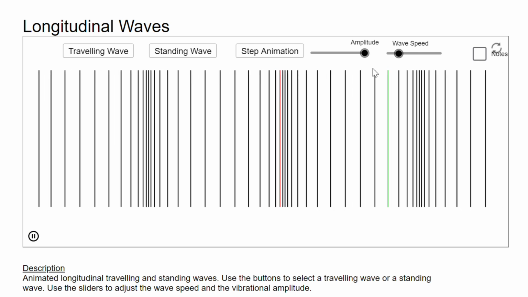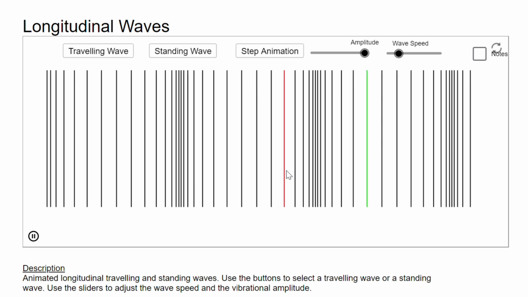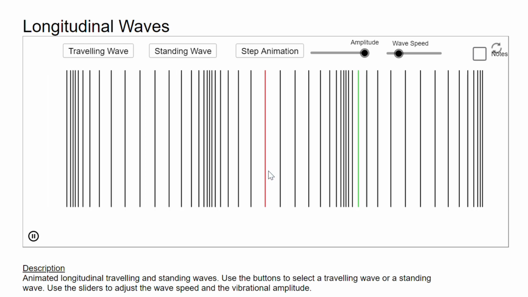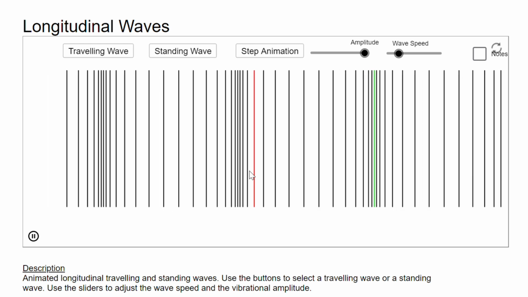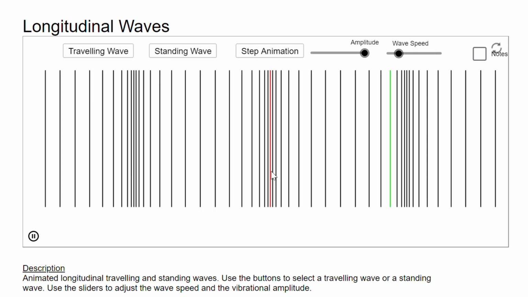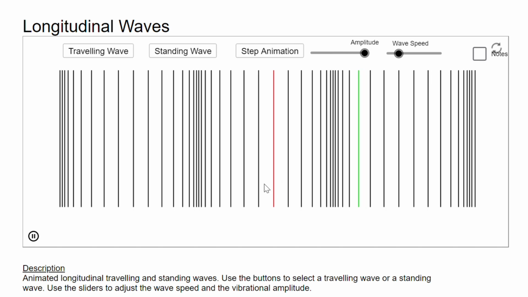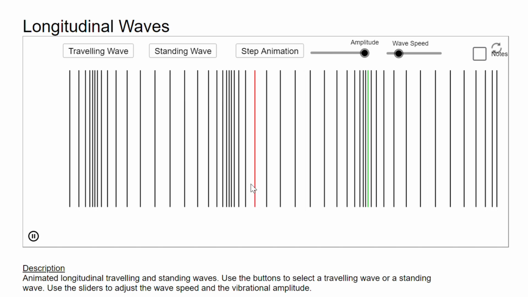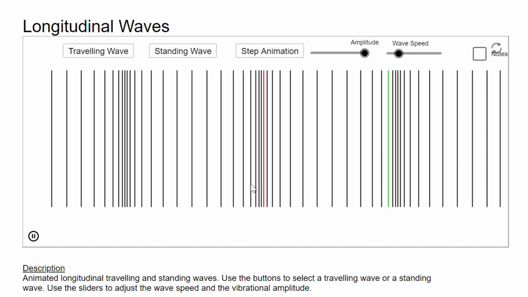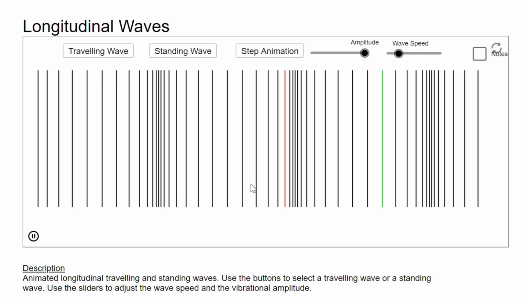But let's pay attention to this red particle. Take a look at it. It moves backwards, it moves forward, and then again it moves backwards. So that's the movement of particles in a longitudinal wave.